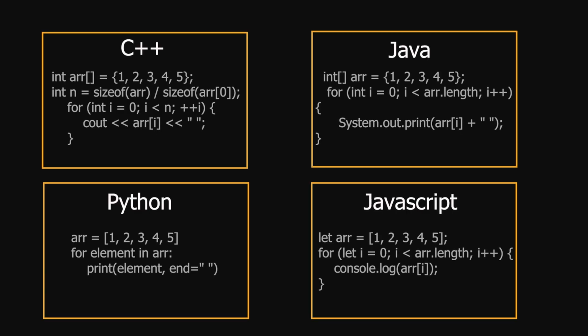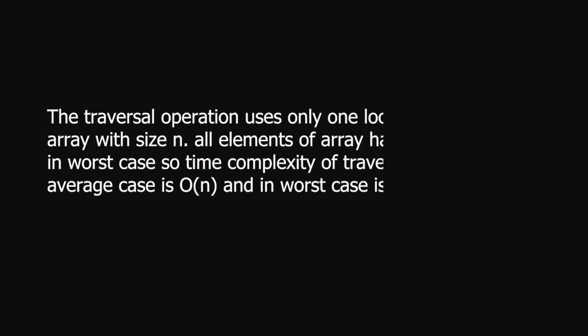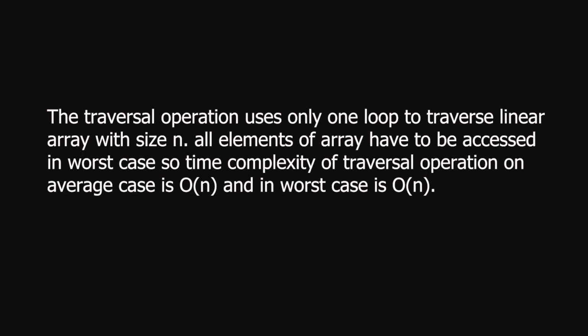We can traverse the array in the following ways in these 4 languages. The traversal operation uses only one loop to traverse a linear array with size n. All elements of the array have to be accessed in the worst case. So the time complexity of the traversal operation in the average case is O(n), and in the worst case is the same.